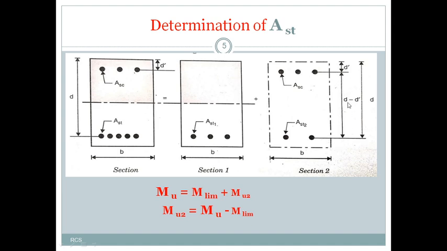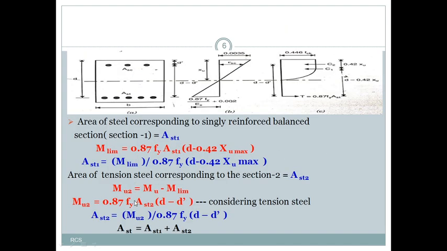This will be given by the lever arm, that is effective depth minus effective cover in compression zone, that is D minus D dash. So finally, the moment of resistance, that is Mu2 corresponding to section 2, is 0.87 Fy Ast2 into D minus D dash, right? So if I rearrange the term again, you will get Ast2 equal to Mu2, that is the moment of resistance corresponding to section 2, by 0.87 Fy into D minus D dash.